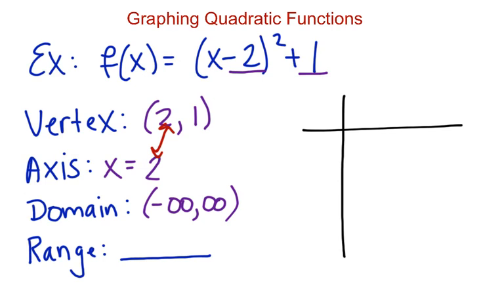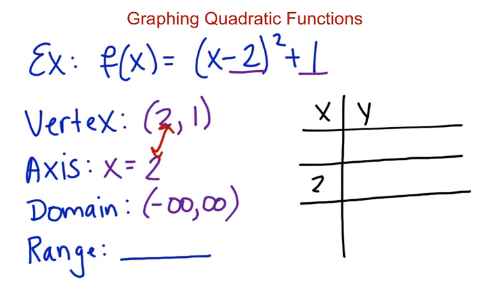So the next step would be to build an XY table. And a nice way to think about this is to put the vertex in the middle of your table, and then to choose an x value 1 to the left and 1 to the right of the vertex x value. So since our vertex was at 2, 1, I stepped 1 to the left to go to 1 and 1 to the right to go to 3. So that's kind of our thought process there.